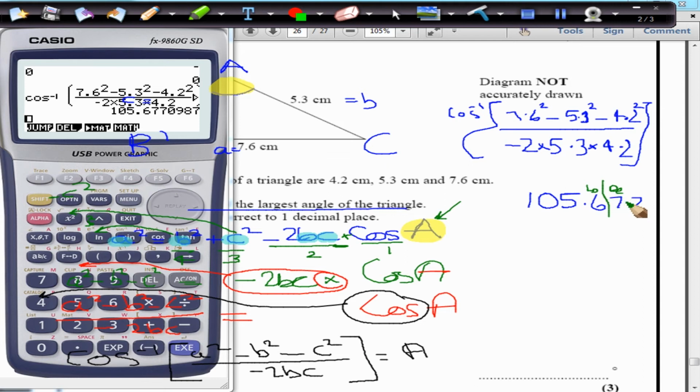If it's 5 or more, we add 1. Is it 5 or more? Yes. So 6 add 1 is 7. 5 add nothing is 5. So 105.7 what? Degrees. Degrees is the answer. 105.7 degrees is the answer for the first part of this question.